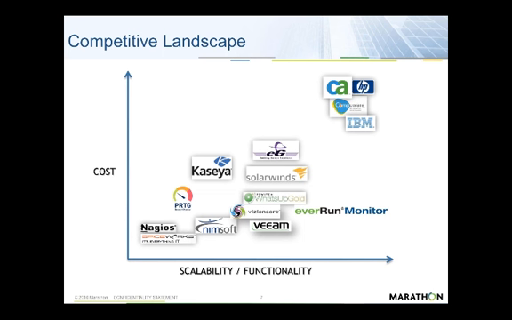And if you take a look at what the competitive landscape looks like around this, you'll notice that we've got cost on one side and scalability and functionality on the other. Down in the lower left-hand corner, we're looking at some of the freeware offerings and some of the point products that I talked about earlier. As you move to the right, you start looking at a slight increase in cost and then an increase in scalability and functionality. And as you keep moving up, you eventually run into the enterprise level frameworks that I talked about earlier.